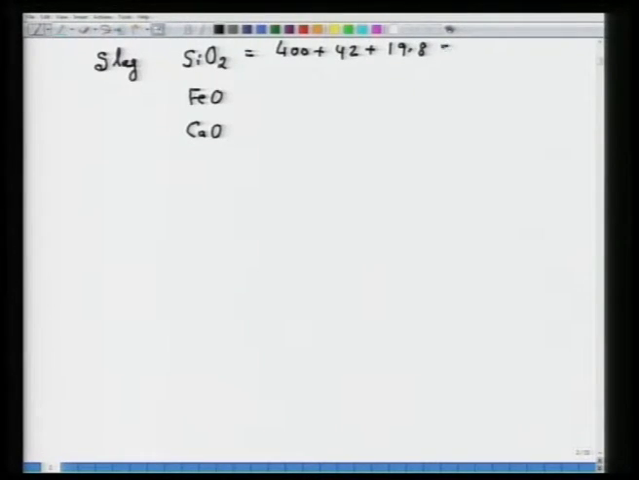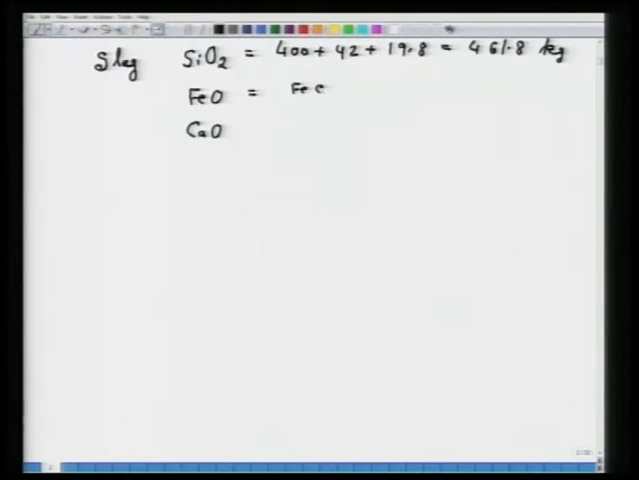Now, next you have to calculate, for example, the amount of slag. The slag will contain SiO2, it will also contain FeO, and it will also contain calcium oxide. SiO2, again, is straight away from all sources. So, if you consider all sources, 400 plus 42 plus 19.8, that is equal to 461.8 kg of SiO2.